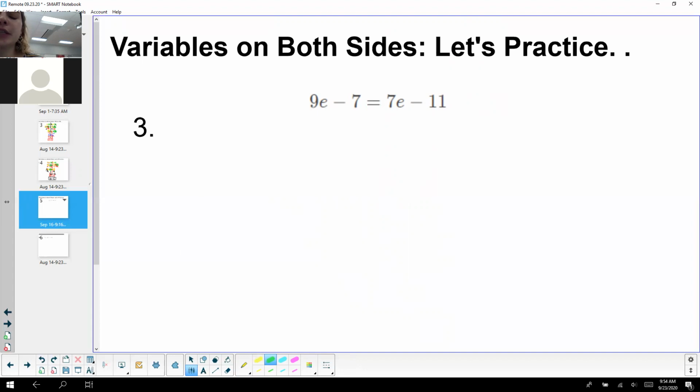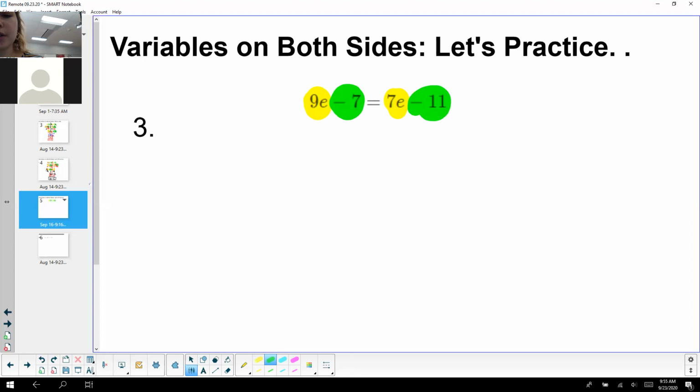So again, when you see a problem like this, I want you to take either squares and triangles or two different colored markers, and identify those constant versus variable terms. So I've got 9e and 7e. Those are my variable terms because they have the letter, the variable, in them. I'm going to take my other color and identify my constants. So I've got negative 7 and negative 11.